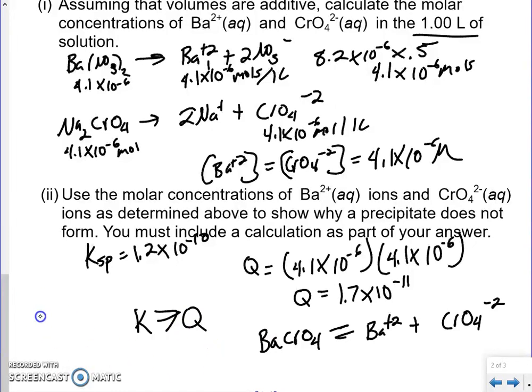Okay, so that's the 2006 exam. Again, this is some of the stuff you could expect to see in a Ksp problem.